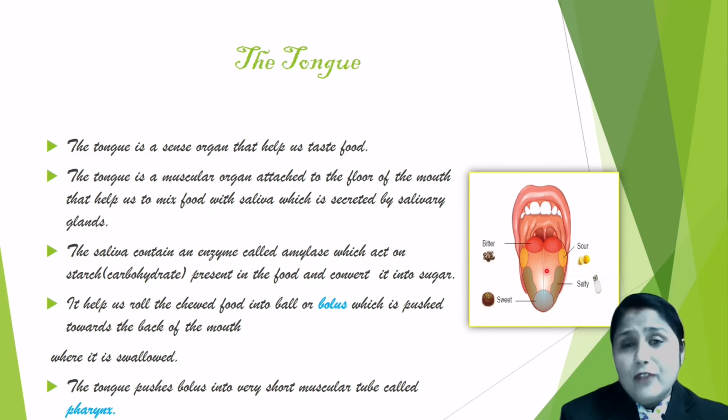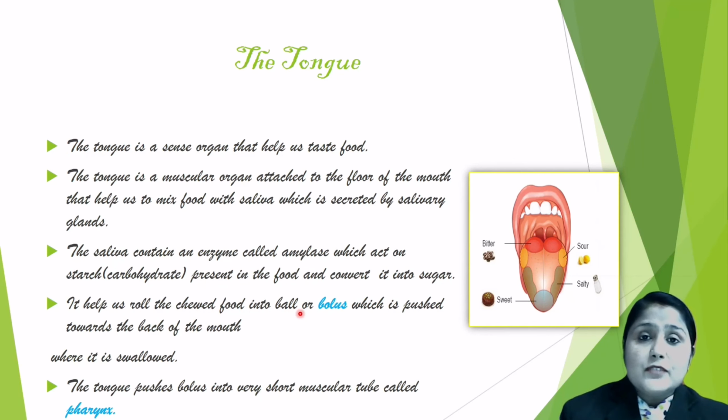Well, this question may come to your mind: do we eat carbohydrate? Yes, whenever we are eating rice, chapati or bread, carbohydrate is present in it. So this saliva which has amylase, a kind of enzyme, acts on this food and converts it into simple sugar. The tongue also helps us to chew food into a ball.